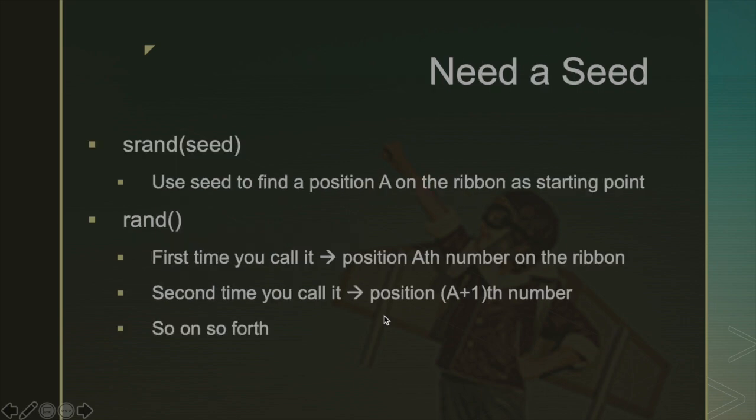Then it needs a seed to make things happen. So you have to call this predefined function. That's what chapter 1 or section 1 was about, right? So srand is a predefined function. This function is available for you to use. That's why it's called predefined. To call srand, you have to give it a number. This number acts as a seed. What it does is, once srand gets this number, it will use this number to calculate a position on the ribbon as a starting point.